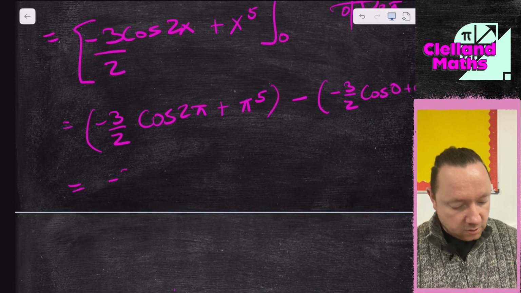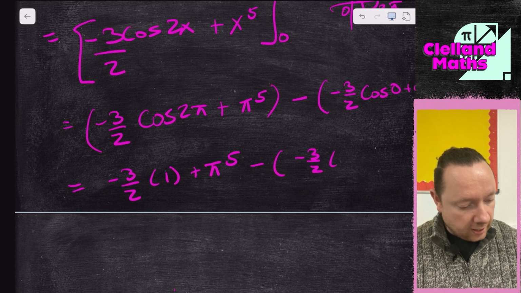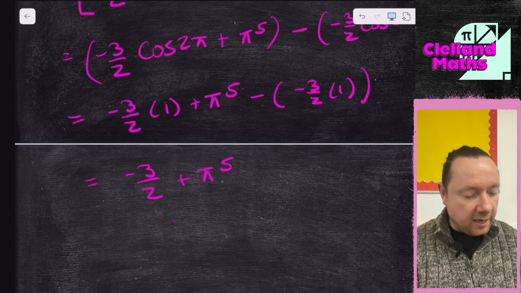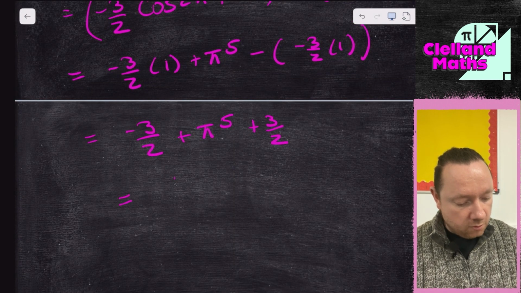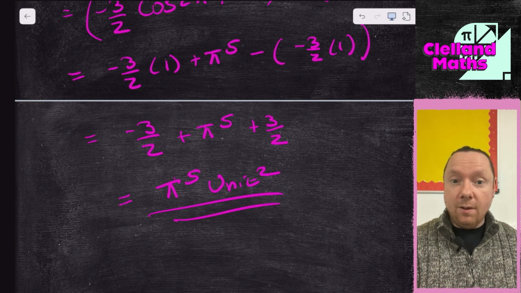So that gives me minus 3 over 2 times 1 plus pi to the 5, minus minus 3 over 2 times 1 plus nothing. So that's minus 3 over 2 plus pi to the 5, minus is plus, so plus another 3 over 2. So the 3 over 2's cancel out to just get pi to the power of 5 units squared. And I can't work that out, I've not got a calculator, so it's done there.